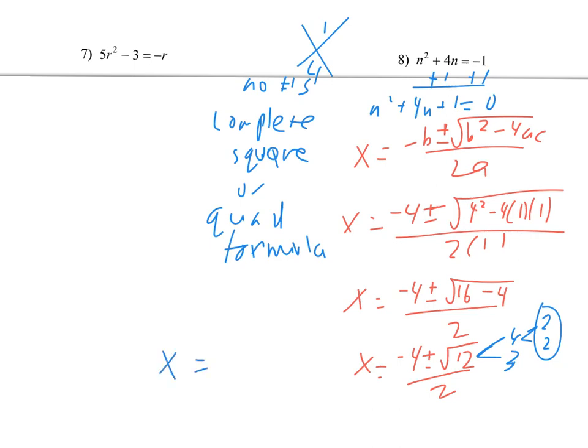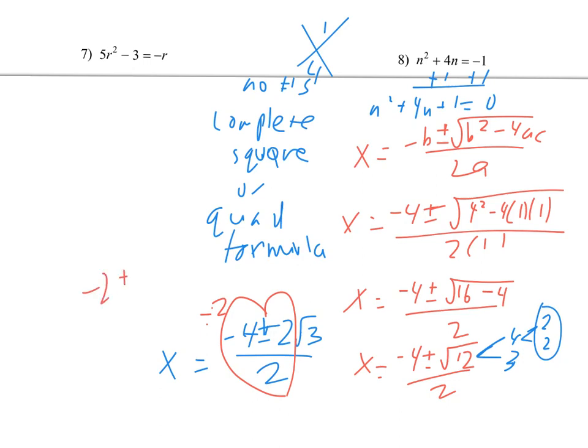So I get x equals negative 4 plus or minus 2 radical 3 over 2. And so now I can reduce all these together by dividing them all by 2. So I get negative 2 plus or minus, it would be 1 radical 3, but I just put radical 3. And technically that's all over 1, but whenever it's all over 1, I just keep the top part of it.